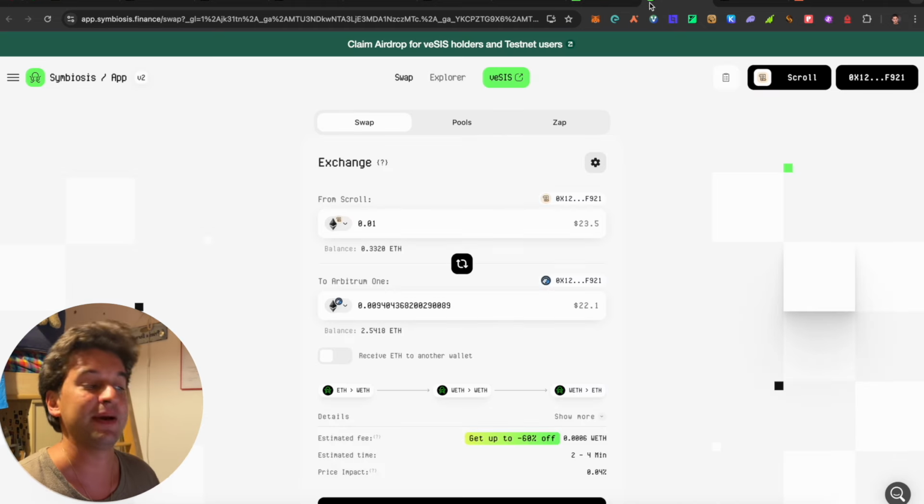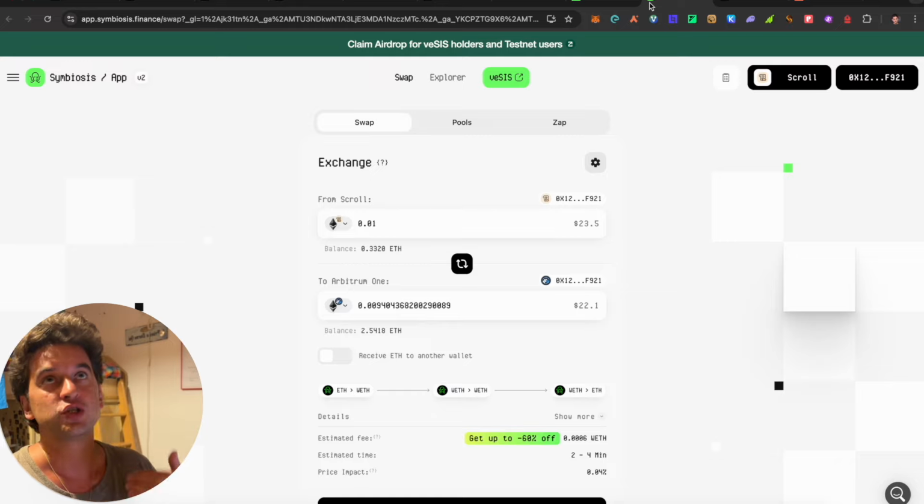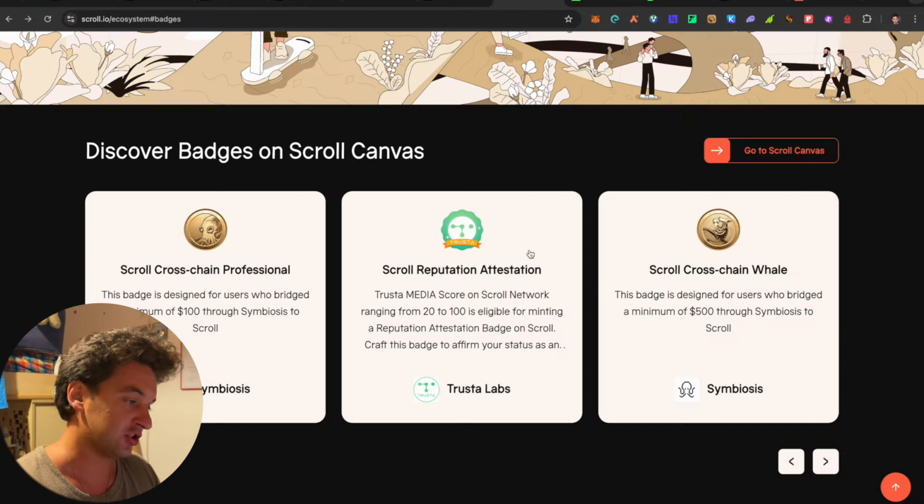Is it worth it? Am I gonna do it? I will do it. Is it worth it? I think so, because Scroll is all about this badge situation over here.